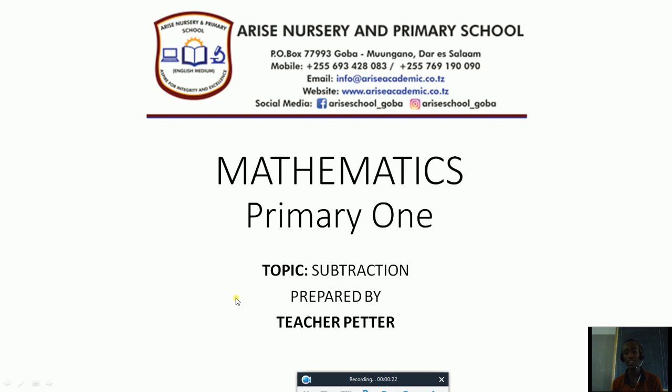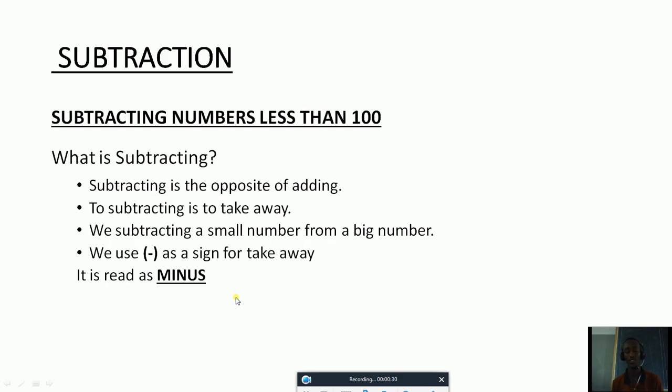Let us go together. But before starting this lesson of subtraction, let me take you through a previous lesson in which we were discussing the addition of numbers less than 100. We add various numbers by carrying and without carrying. So we know about the addition of numbers. If we have enough knowledge about addition, we are now going to see subtraction of numbers.